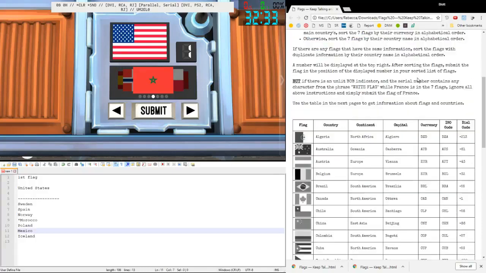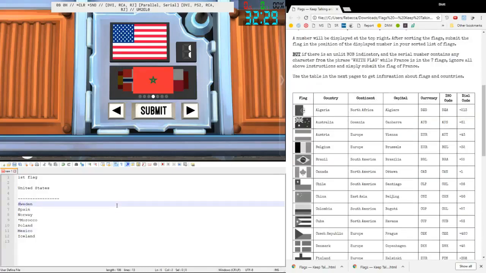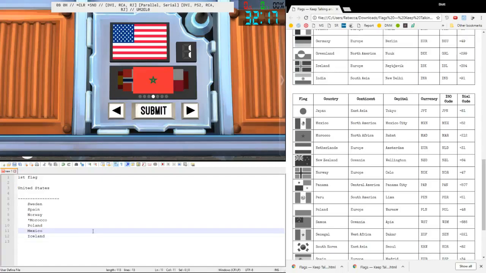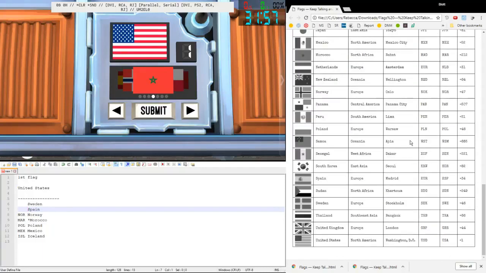So we're going to sort by ISO code again. That rule does seem to trigger probably the most common, but it's not significantly so. We've just been quote-unquote lucky as we've gone. So let's get some codes. Iceland is ISL. Mexico is MEX. Morocco is MAR. Poland is POL. Norway is NOR. Spain and Sweden are... Sweden is SWE. Spain is ESP. Español.